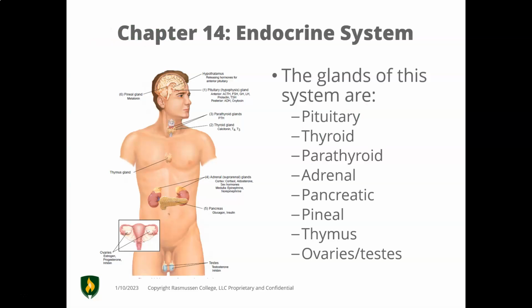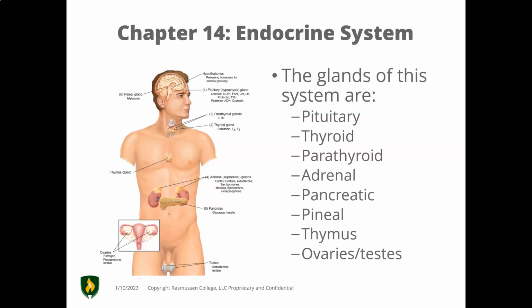Chapter 14 is going to introduce you to the endocrine system. The primary function of the endocrine system is to produce specialized chemicals that we call hormones. These hormones are secreted into the bloodstream and they travel to specific tissue and organs of the body. The endocrine system also maintains an internal state of equilibrium, or what we call homeostasis.